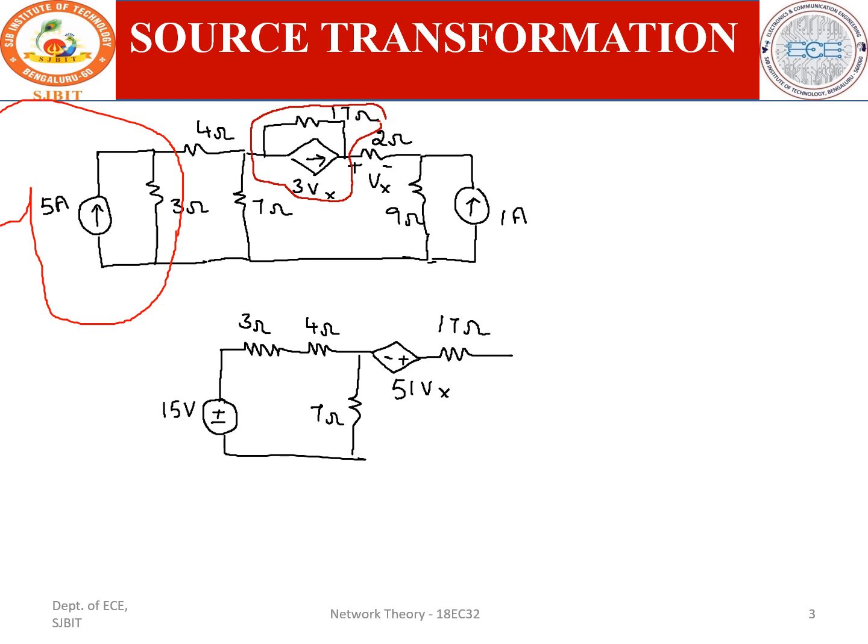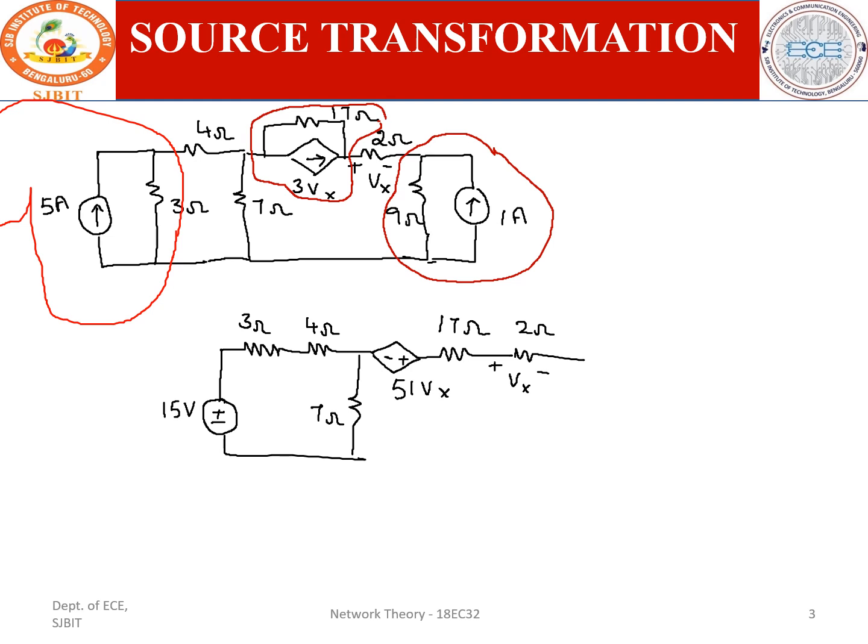And again this 2 ohm resistance is there, that you write as a 2 ohm resistance. This is the plus minus and Vx, and again this is also a current source. This also you have to convert into voltage source.